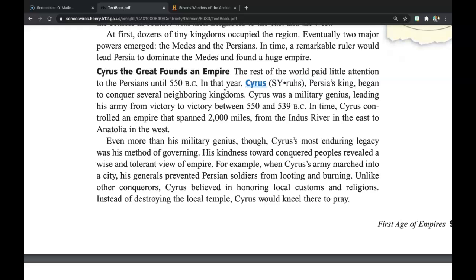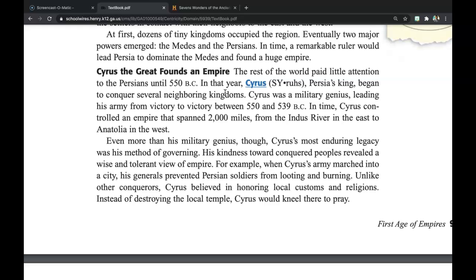Cyrus the Great founds an empire. The rest of the world paid little attention to the Persians until 550 BC. In that year, Cyrus, Persia's king, began to conquer several neighboring kingdoms. Cyrus was a military genius, leading his army from victory to victory between 550 and 539 BC. In time, Cyrus controlled an empire that spanned 2,000 miles, from the Indus River in the east to Anatolia in the west. Even more than his military genius, though, Cyrus's most enduring legacy was his method of governing.